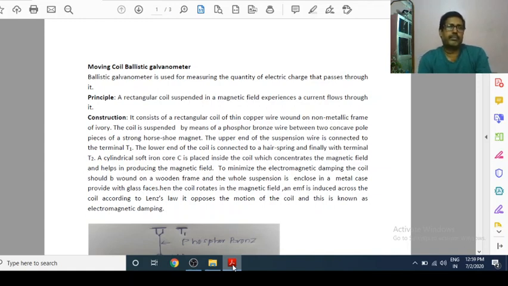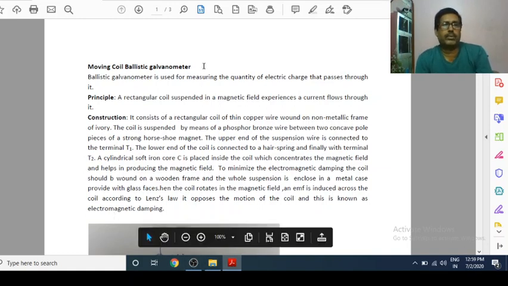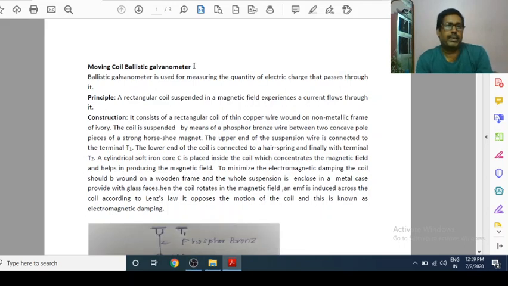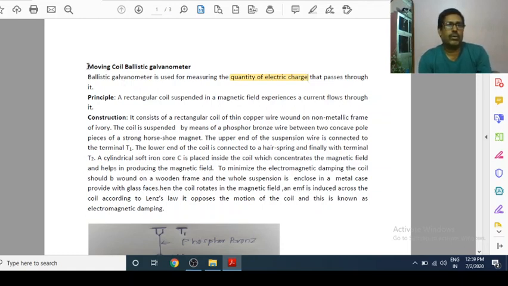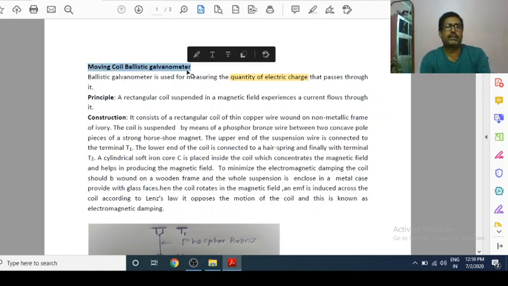There is a topic here, ballistic galvanometer, which is different from a simple galvanometer. In a ballistic galvanometer, we do not measure current directly. Here we measure the quantity of electric charge. And in this galvanometer, since the coil rotates, it is called a moving coil ballistic galvanometer.